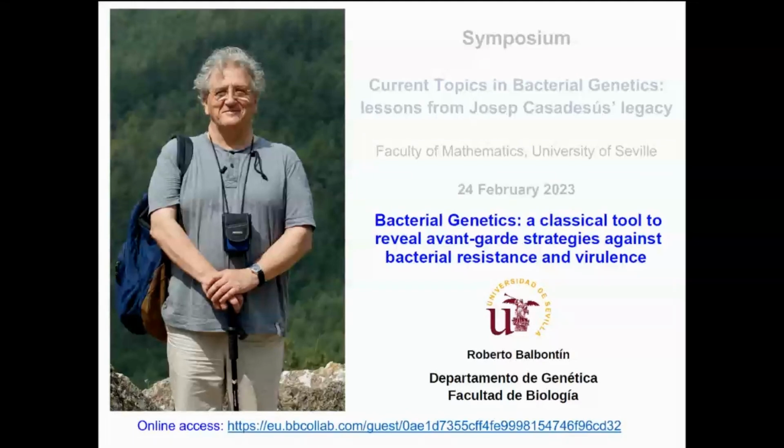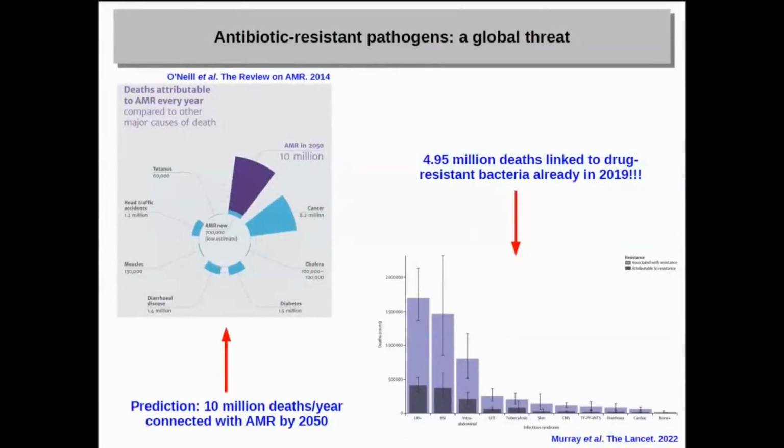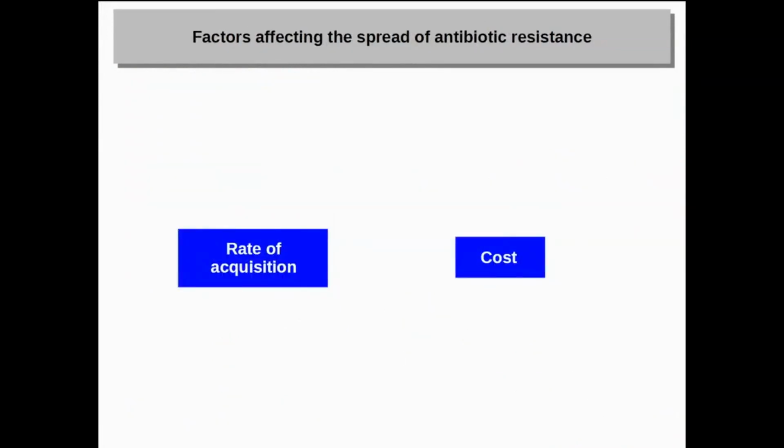My talk is entitled Bacterial Genetics, a classical tool to reveal avant-garde strategies against resistance and virulence. But it very well could have been the power of classical genetics. I had a slide showing you how important antibiotic resistance is, but Bruno did a great job showing you that already, so I'm going to skip this one.